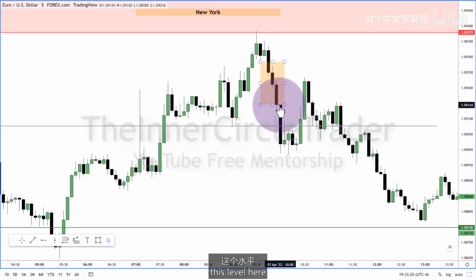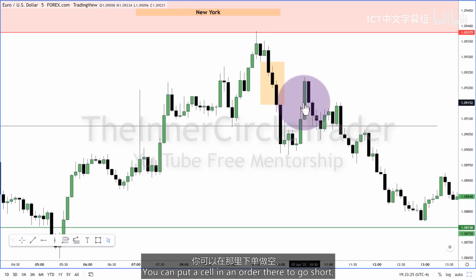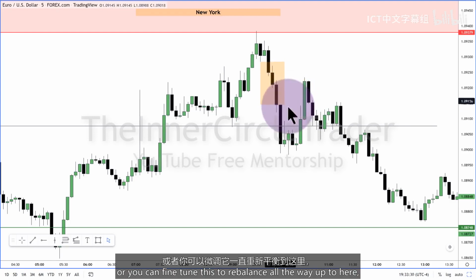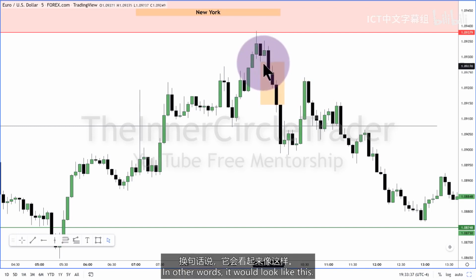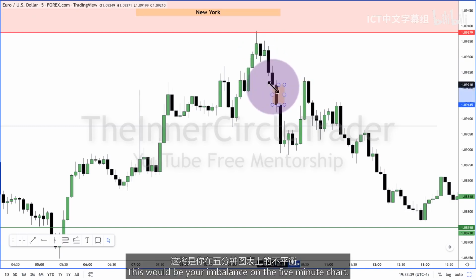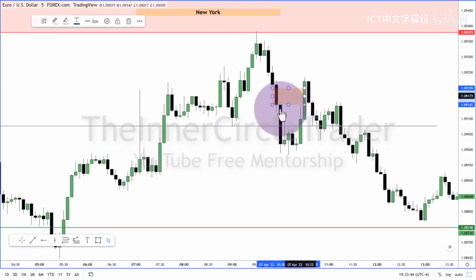So we can look at what? This level here, that is the minimum expectation. You can put a sell limit order there to go short, or you can fine tune this to rebalance all the way up to here, right there. In other words, it would look like this. This would be your imbalance on the 5-minute chart. And if it traded up into that, you could use any specific price in this range here that you can pick.